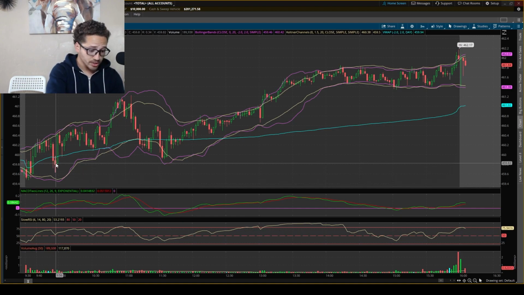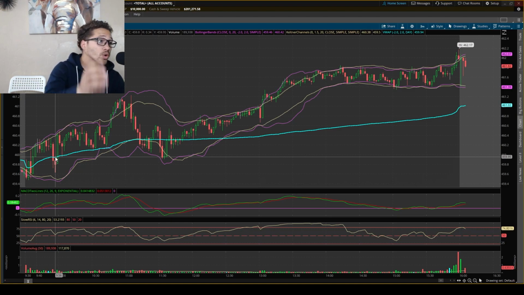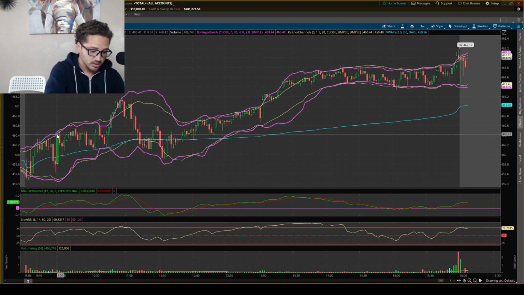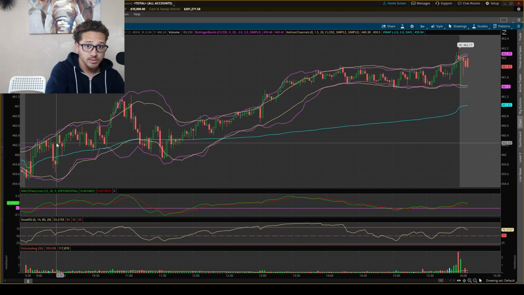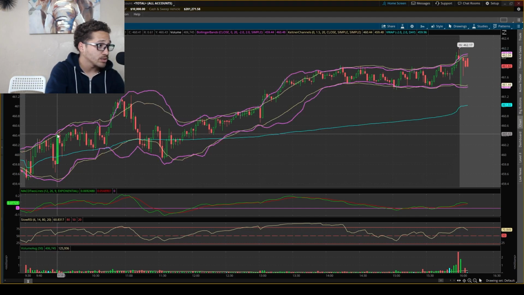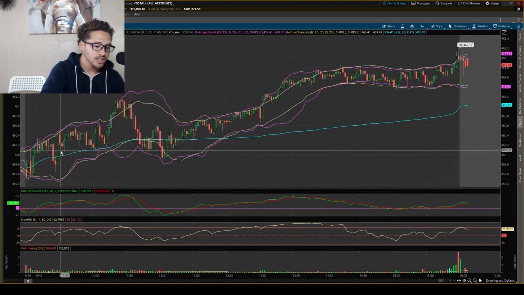Here is where we tried our first entry, at 459.95. Around here is where we tried to get in, but we were unfortunately not filled. The next candle was a skyrocket in the up direction, so we missed that one-candle move, but then we managed to get an entry here at 460.18.